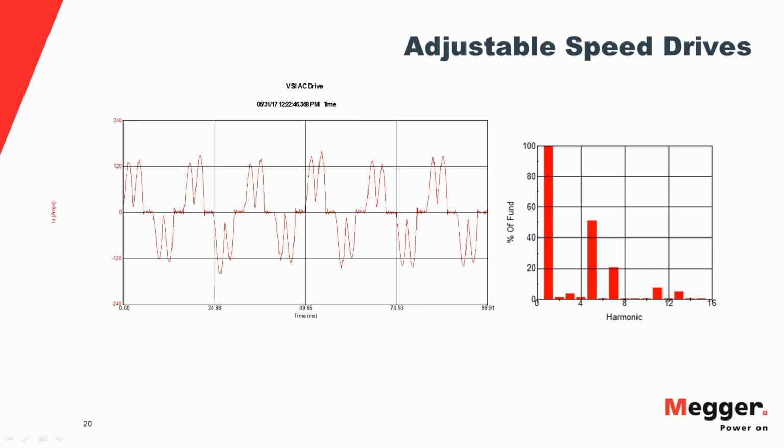On the right, you have again the harmonic spectrum. If you look closely, you'll see that it has a 5th and 7th harmonic content. It has 11th and 13th harmonic content. And the harmonic spectrum depends on the pulse configuration of the drive. So a 6-pulse drive will have 6 plus minus 1 order harmonics. It'll have 6 times 2 plus minus 1 order harmonics, and that's what you see on the harmonic spectrum. So just by looking at the harmonic spectrum, I can tell that this is a 6-pulse drive.